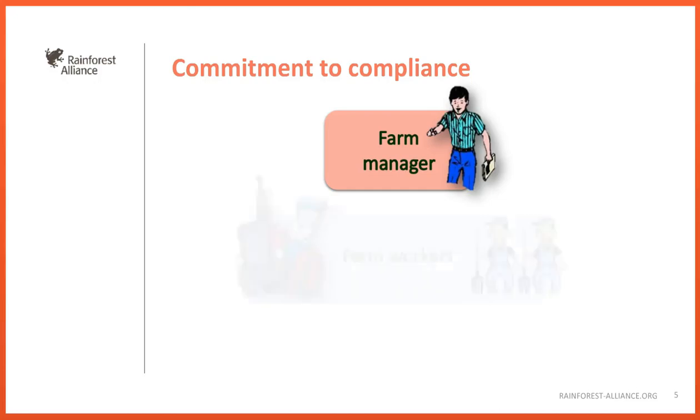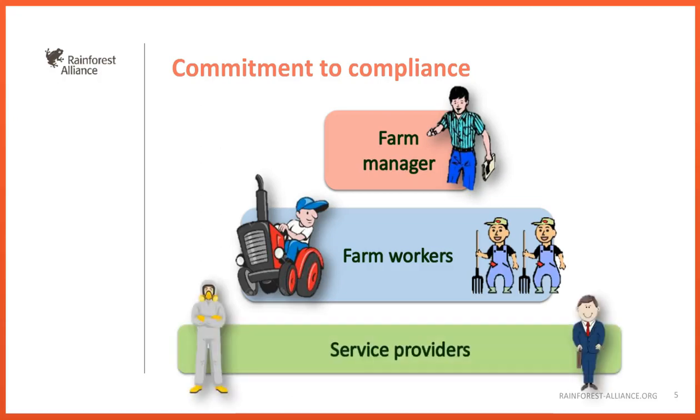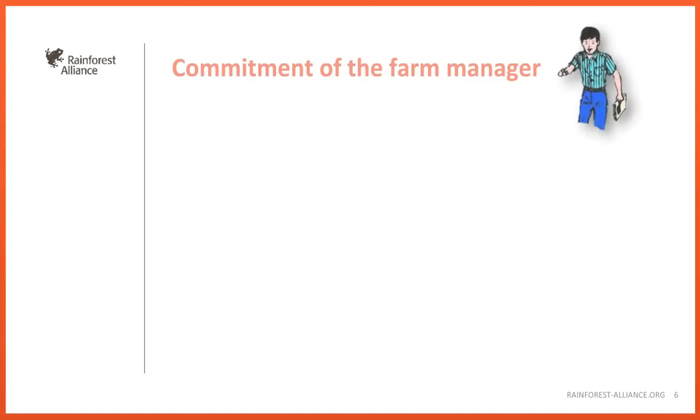Secondly, all the workers need to be trained. They need to know what they have to do to comply with their respective areas of the standard. Lastly, the service providers of the farm also need to comply with the respective areas of the standard. Although they are not part of the farm, their activities affect the farm, so they also need to respect the standard.